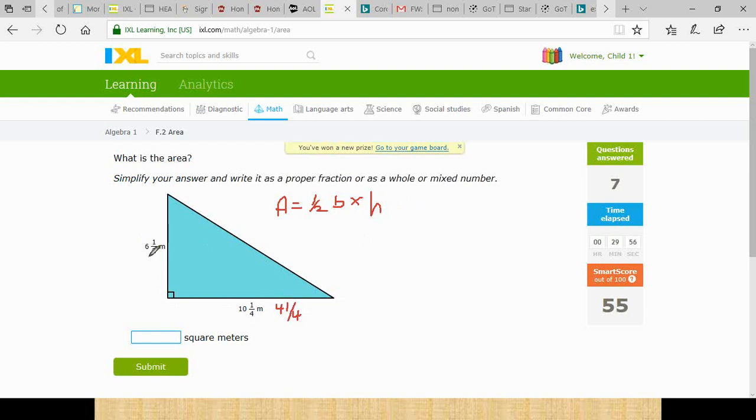Similarly, over here, 6 times 2 is 12, 12 plus 1 is 13. So this is 13 over 2. Because 2 can go into 13 6 times, and you're left over with 1, so it's 1 over 2. Right? So let's simplify that.